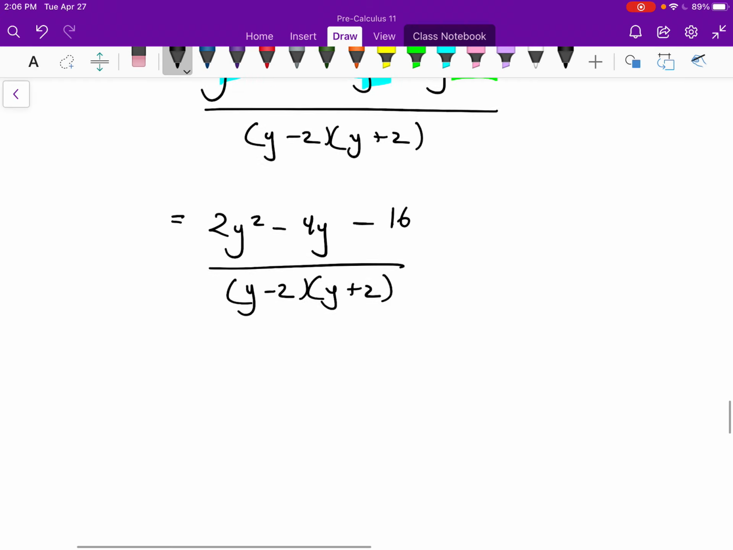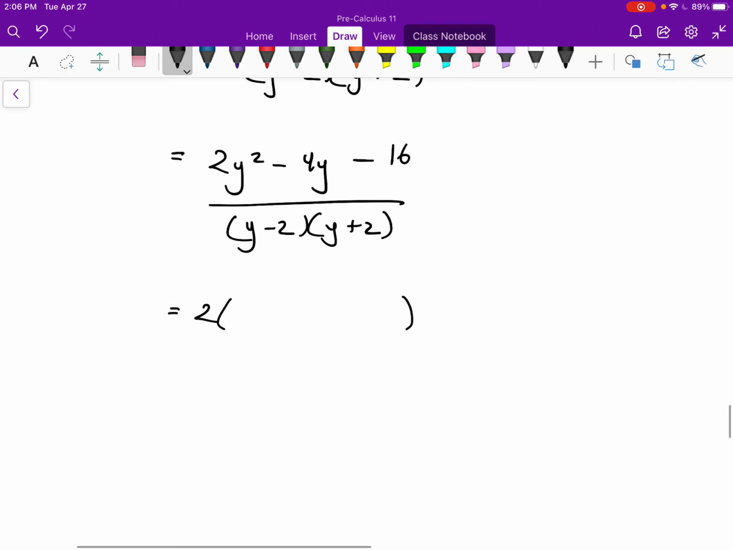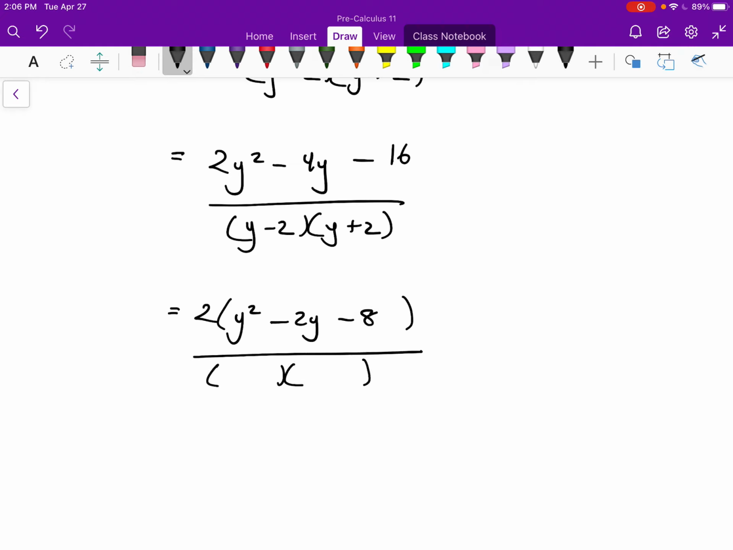Well, I don't really know until I can factor, but can I factor the numerator? I can take a factor of 2 out of the numerator. If I take a factor of 2 out of the numerator, I'm left with y squared minus 2y minus 8. Looking from here to here, I just took a factor of 2 out. Still nothing's canceling out, but can I factor this part right here, the y squared minus 2y minus 8?